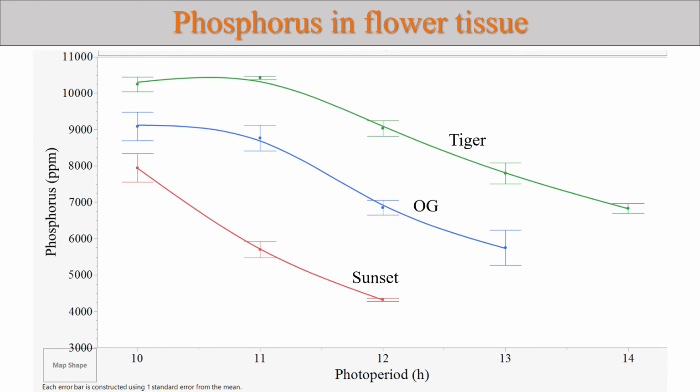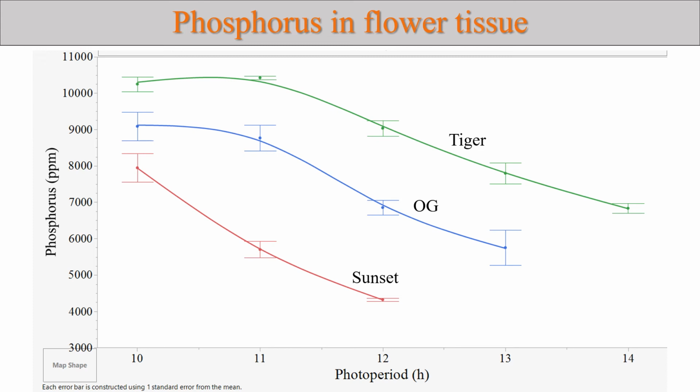So one thing we've also looked at is the actual nutritional content of the flower in the different photoperiods for the three varieties. What we're looking at is photoperiod on the x-axis going from 10 to 14, phosphorus in parts per million on the y-axis, and our three cultivars, Sunset, OG, and Tiger. What's pretty interesting is that each of these cultivars has one or two photoperiods where the phosphorus levels are the highest, and then increasing photoperiod beyond that leads to a decrease in phosphorus. For example, with Sunset, we have our highest phosphorus levels at the 10-hour photoperiod, and if we go to 11 and 12, our phosphorus levels decrease.